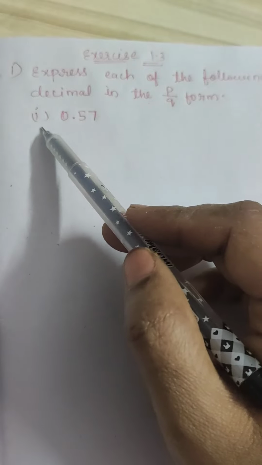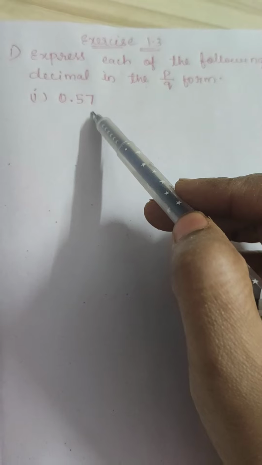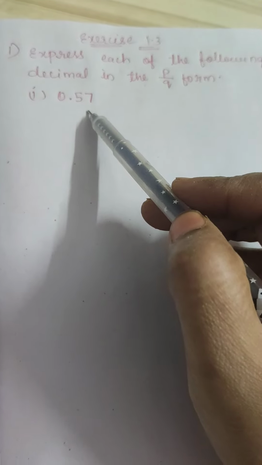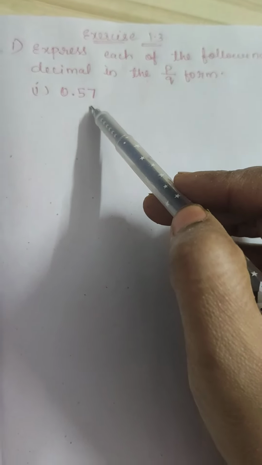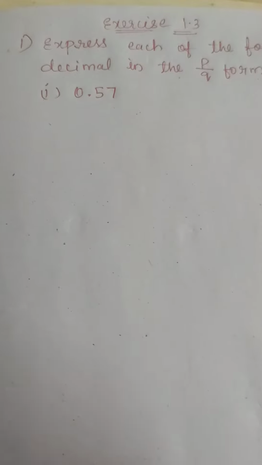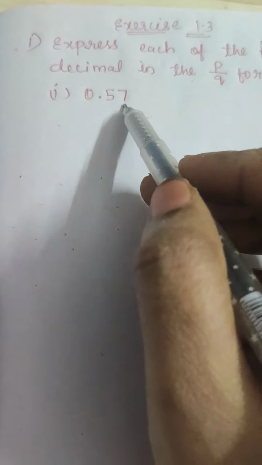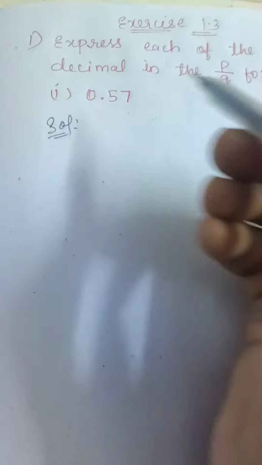Now here we have Roman number 1, that is 0.57. This is a decimal number. We should convert the decimal to a rational number. Now let us see the process of how we convert it. To convert this into a rational number, the first thing we should do is see how many places there are after the decimal. After the decimal we have 2 places. Let us write the solution.